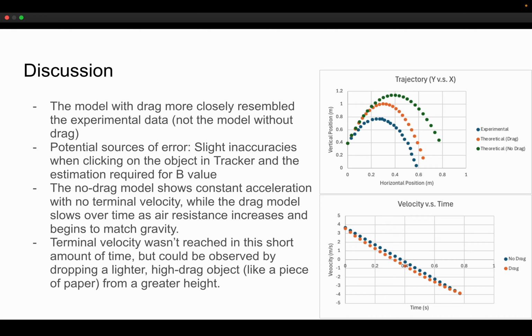Some potential sources of error are clicking inaccuracies in Tracker and the process of guessing the b-value. Neither model reached the terminal velocity because the motion was too short for the forces to balance in the case of the model with drag, or there was no other force to balance in the no drag model. To find terminal velocity, I could drop a lighter, high drag object, such as a flat sheet of paper, from a taller height until its velocity stops increasing.